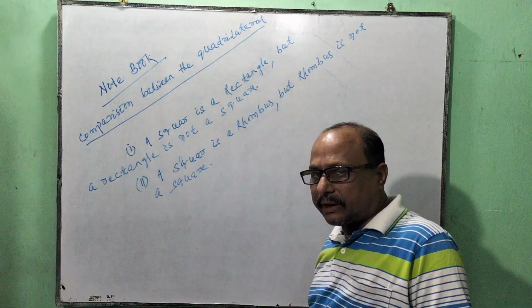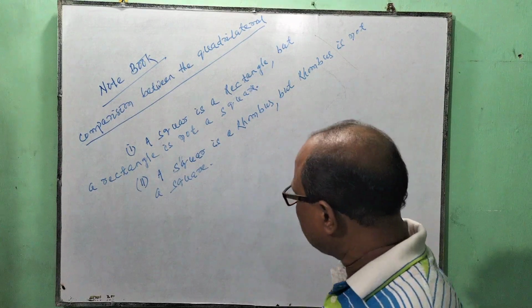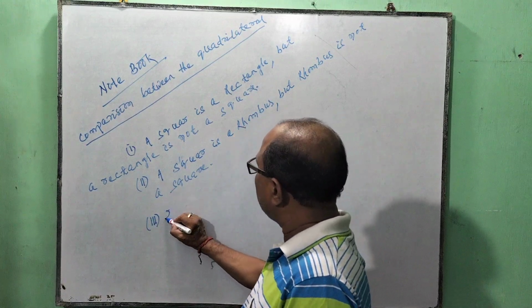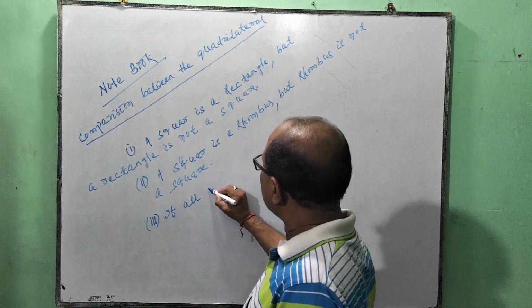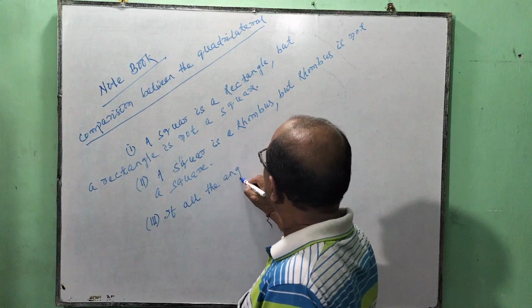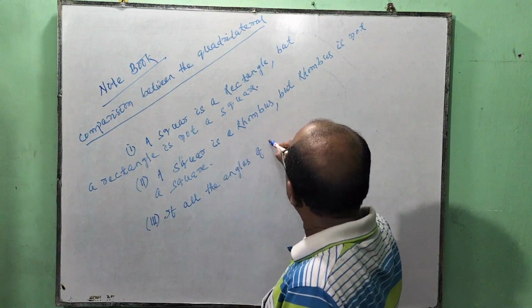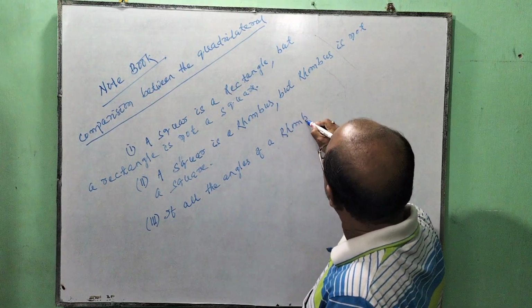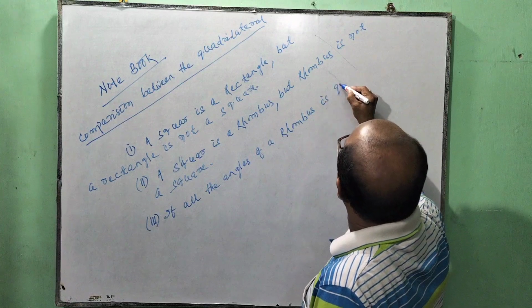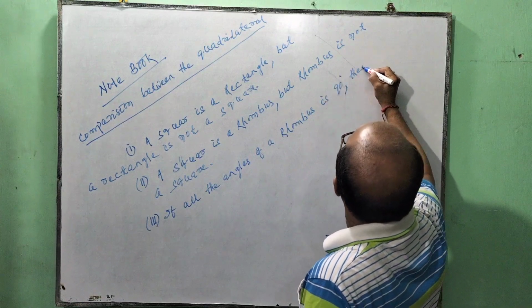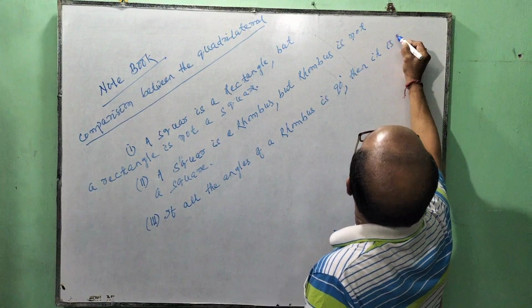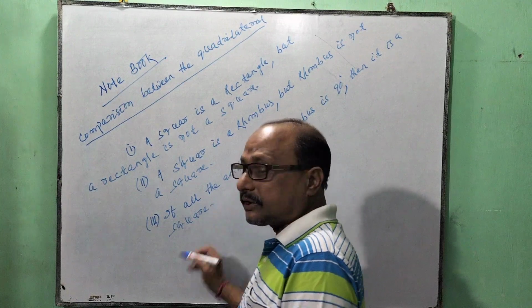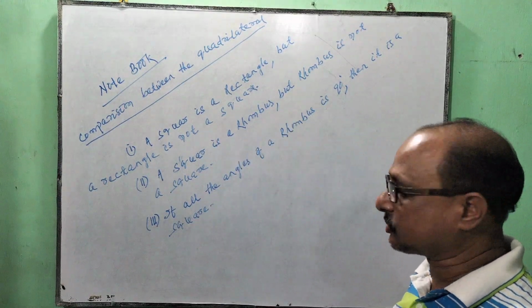But here the question may alternate. How? Suppose the question asks, if all the angles of a rhombus are 90 degree, then it is a square. Right? Remember this, these are the important points.